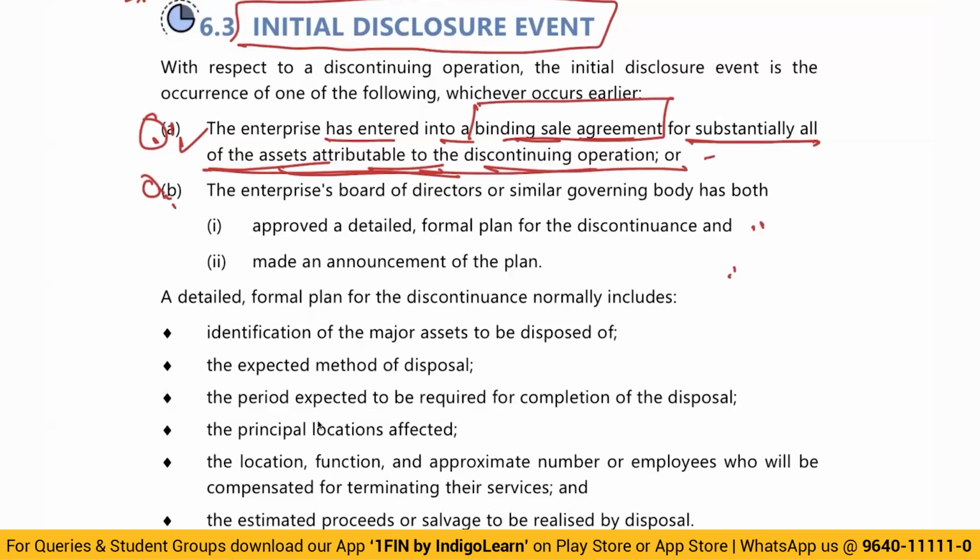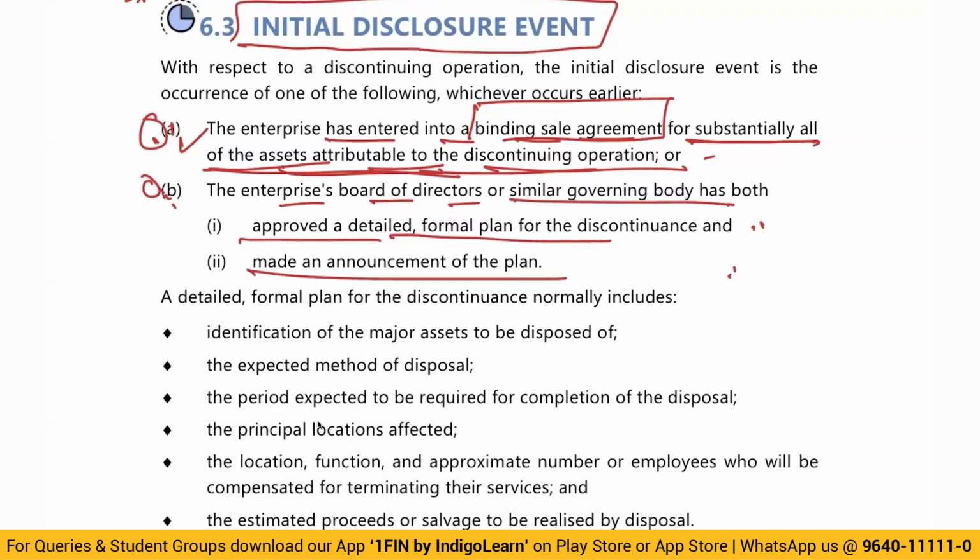The second thing is the enterprise board of directors or the governing body has approved a detailed and a formal plan and made an announcement. So second is board of directors have approved the plan of discontinuance and the announcement also has been made.